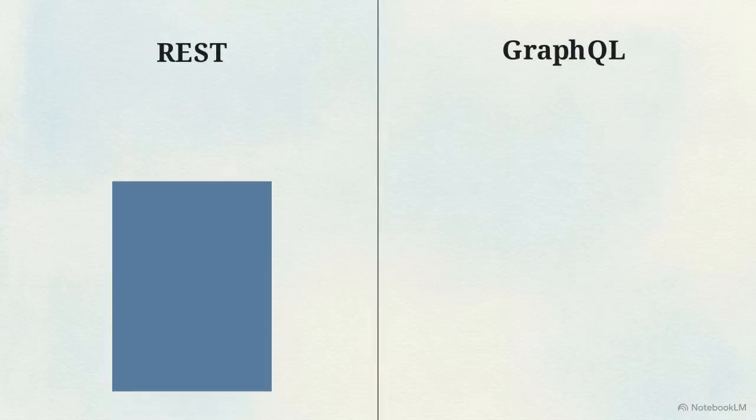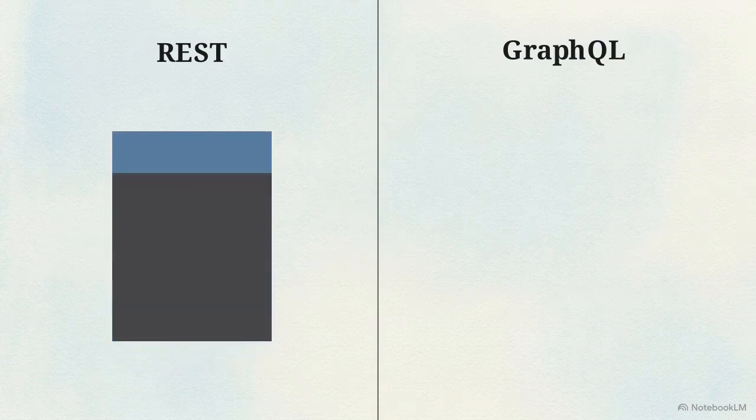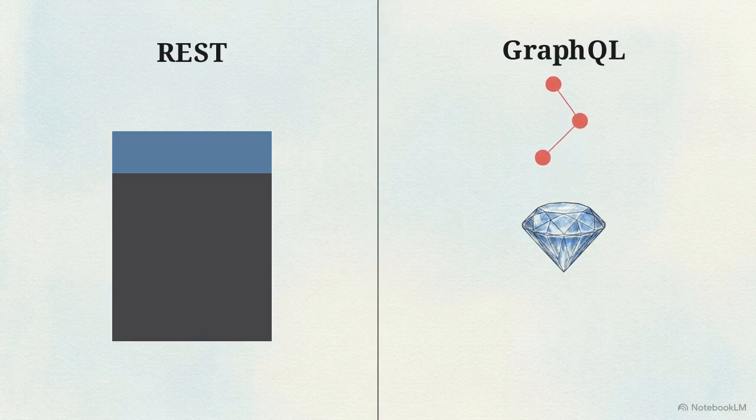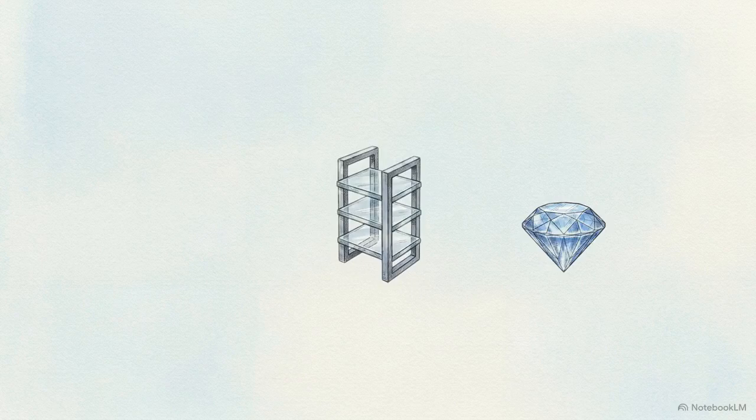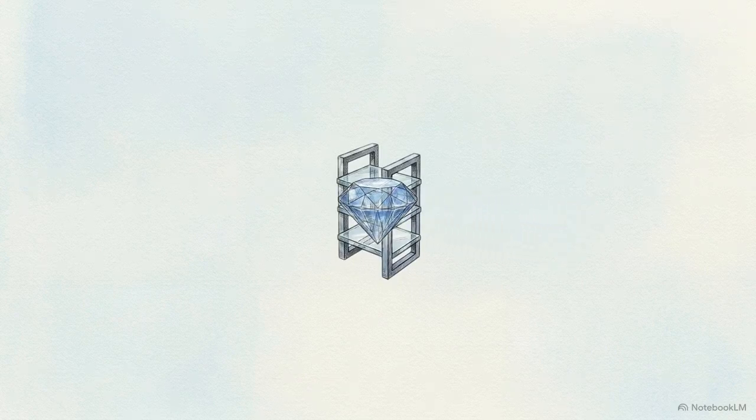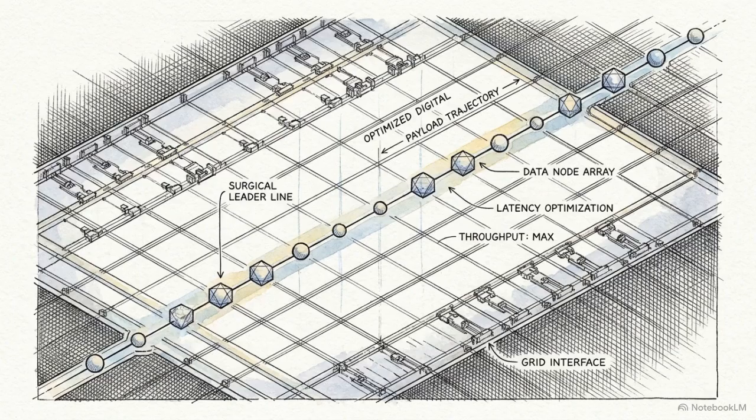REST APIs return rigid blocks of data, wasting bandwidth on unused information. Kuchwa addresses this using GraphQL as an optimized API filter. This lets clients request only specific nodes they need, forming the core of our middle tier. Removing this payload bloat is necessary for maintaining performance when handling heavy telemetry streams.